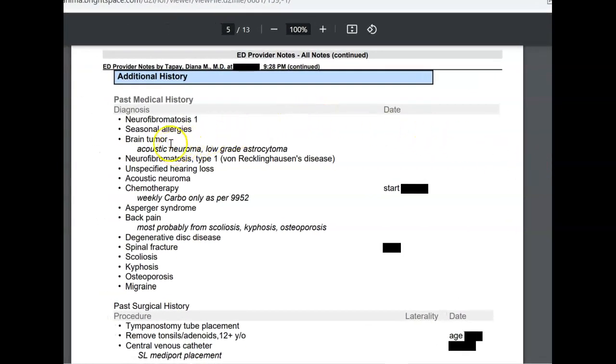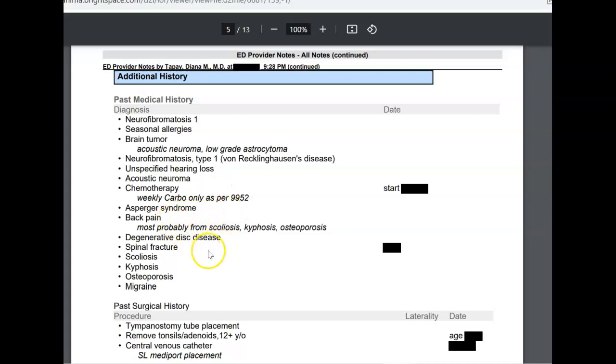Okay, brain tumor, no, we're not going to code any of that. We are not going to code the seasonal allergies. We are not going to code the hearing loss, okay, or the neuroma. Chemotherapy, we're not coding that. Keep in mind, this is outpatient. If we were inpatient, yes, we're going to code a lot more of this. We also are going to code the Asperger's syndrome just because this could relate with the way that they possibly could treat a patient. Okay?